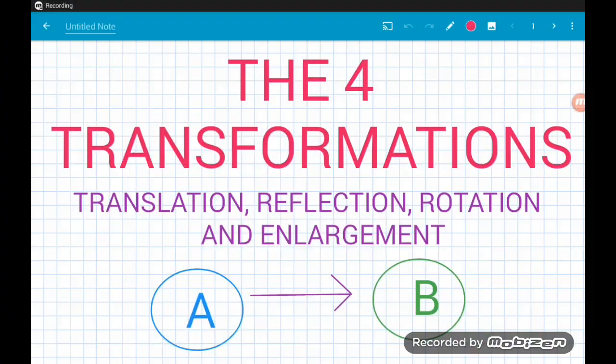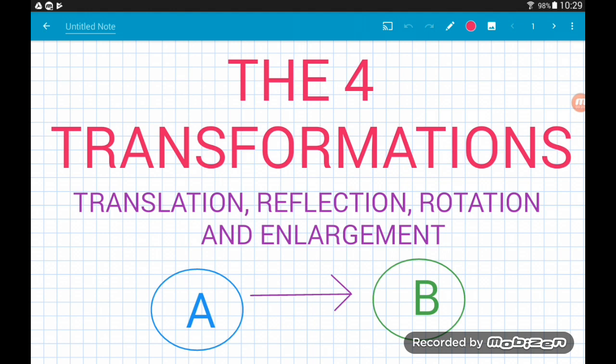Hey guys, welcome to our first video on the 4 transformations of shapes on graphs. In this video, we're going to run through a quick recap of each of the 4 different types of transformation. And we're also going to mention something new to GCSE called invariant points.